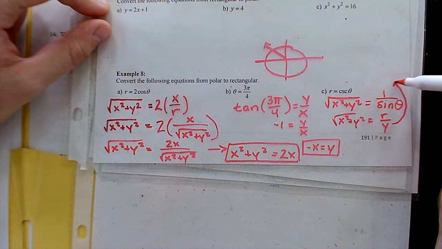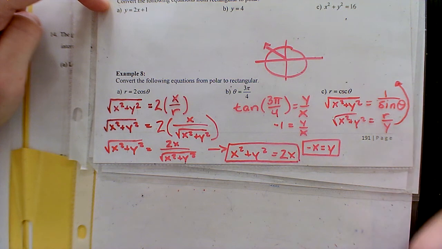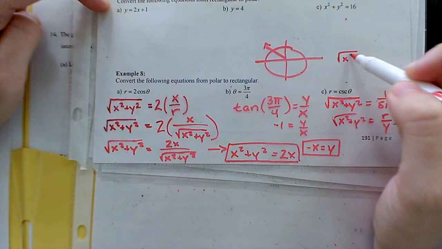Kind of running out of room here. Maybe I'll go and work up here. Hopefully you guys have enough room. So far so good. We still have an r though. We just want x's and y's left.